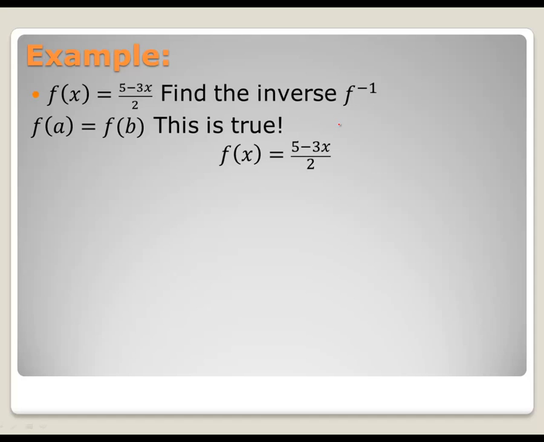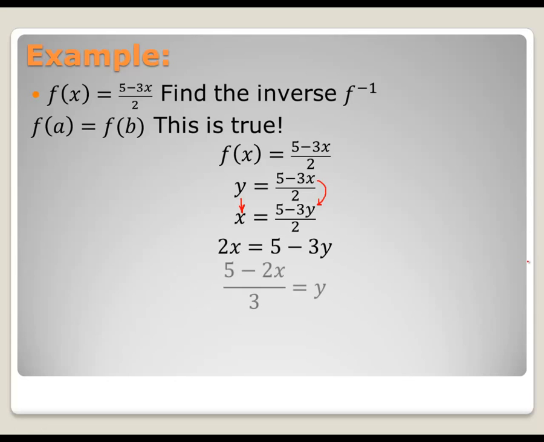First off, we're going to change it to a y value. And then we are going to change our values here. So we turn our y into an x and our x into a y. And now we need to solve for y. So we multiply both sides by 2. We subtract 5. And then we're going to go ahead and divide by negative 3. And what happens? We get 5 minus 2x divided by 3.